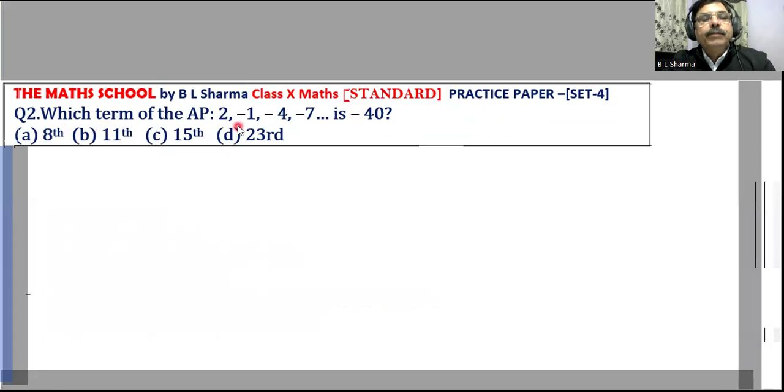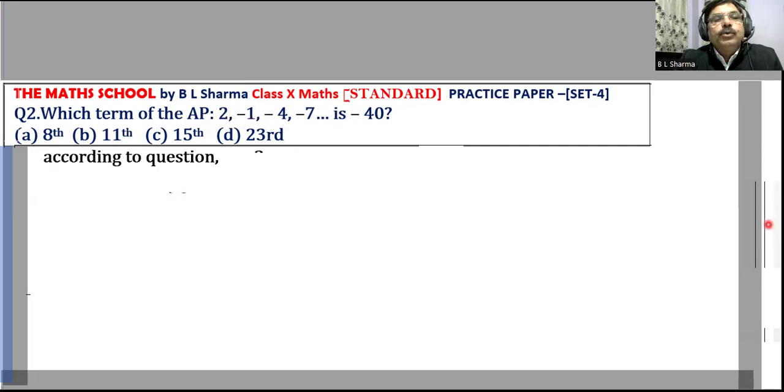Which term of the given AP 2, minus 1, minus 4, minus 7 is minus 40? कौन से नंबर की टर्म minus 40 होगा? First term is given 2, the common difference is second term minus first term. So, according to the question, the first term is 2, and the common difference D is second term minus first term. Minus 1 is the second term, 2 is the first term. So, second term minus first term, that is minus 3. A is 2, means the first term is 2. The common difference is minus 3.